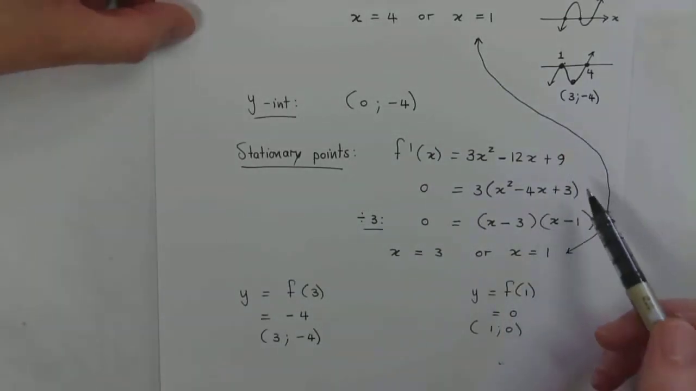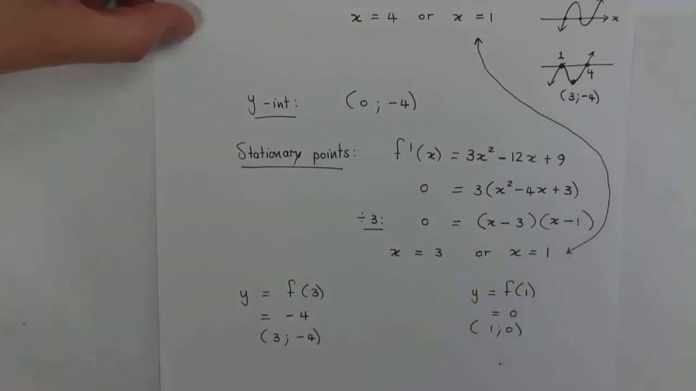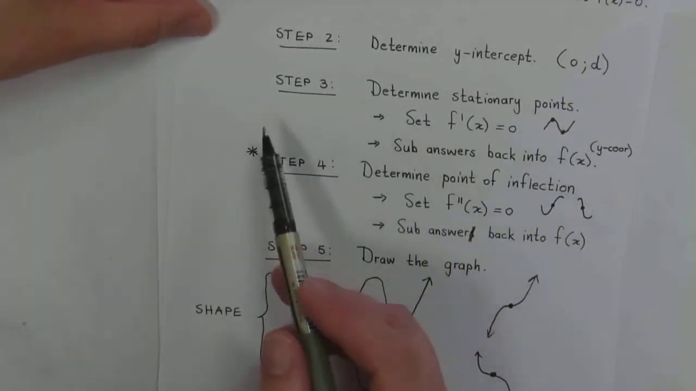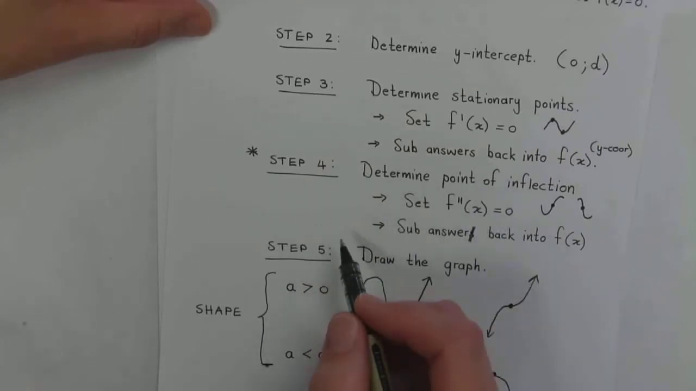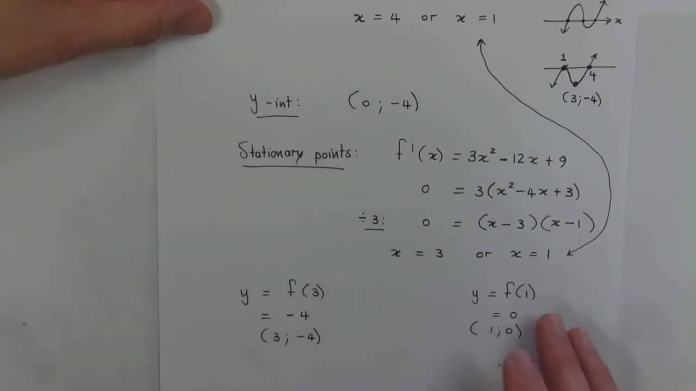Now, like I said, we don't actually calculate the point of inflection. So over here at step 4, that little asterisk saying determine the point of inflection, that's only if they ask for it. You don't actually have to indicate it on the graph unless they ask for it. So in this particular example, I'm not going to calculate the point of inflection. I'm just going to use the data I already have to draw the graph.